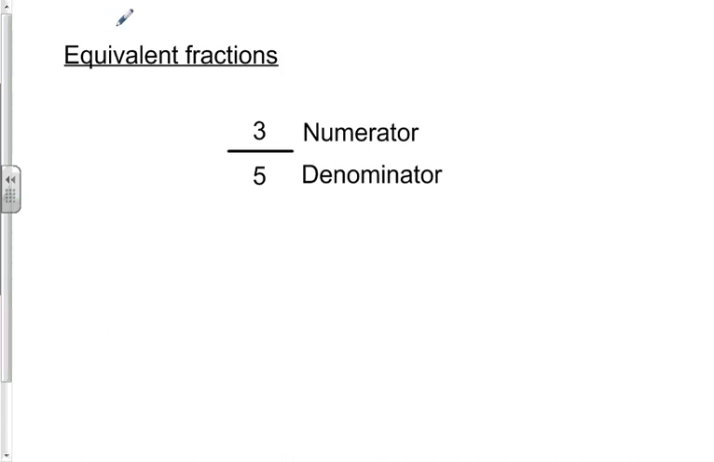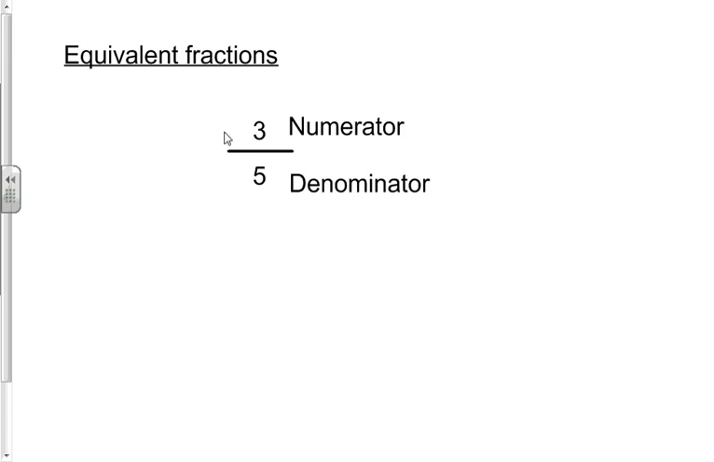So, starting straight in, equivalent fractions. Now, what you should know already is the names of the top number, the numerator, and the bottom number, the denominator. Now, equivalent fractions are fractions that mean the same thing. So here we've got the starting fraction of 3/5. Now, the equivalent fraction to that, or one of them, could be 6/10.